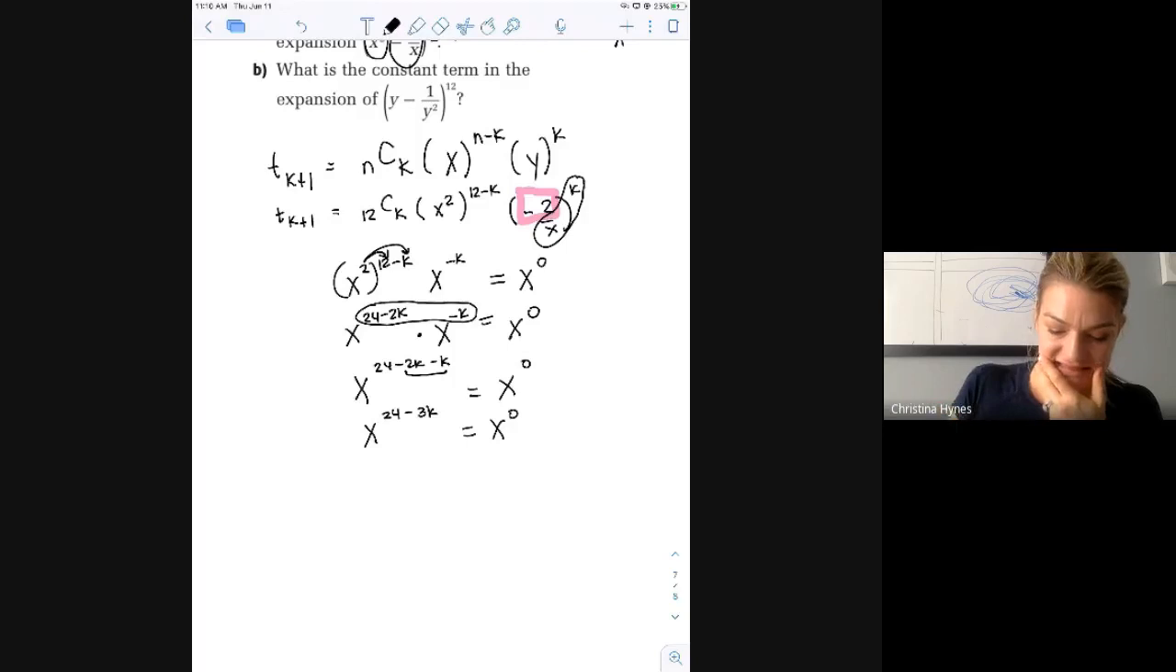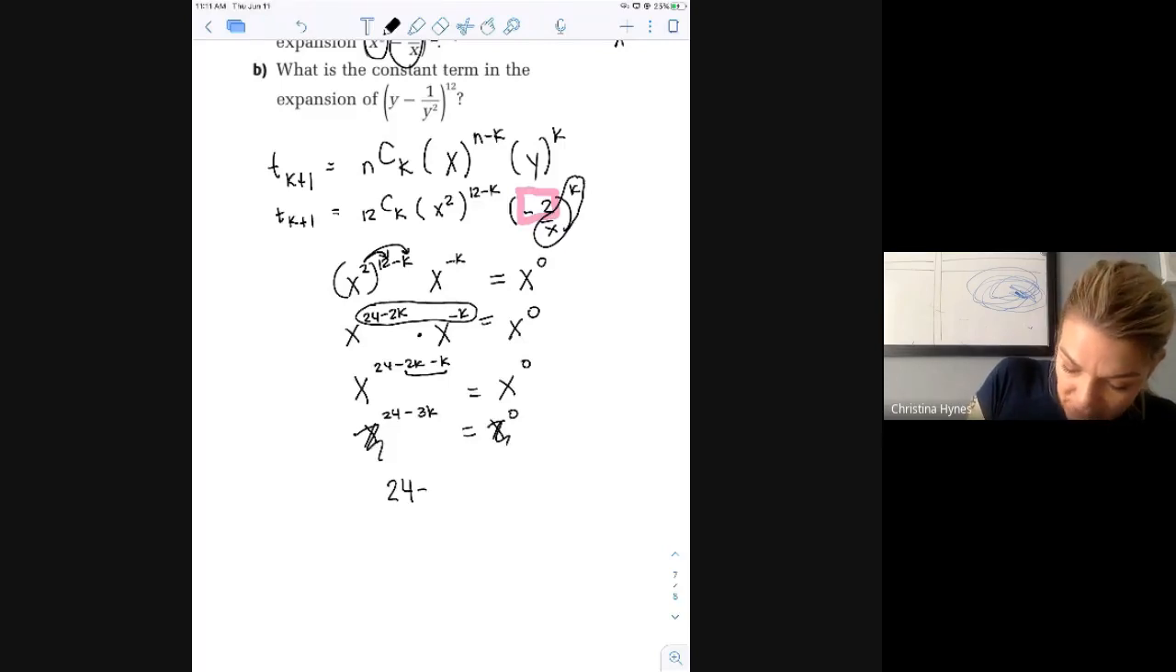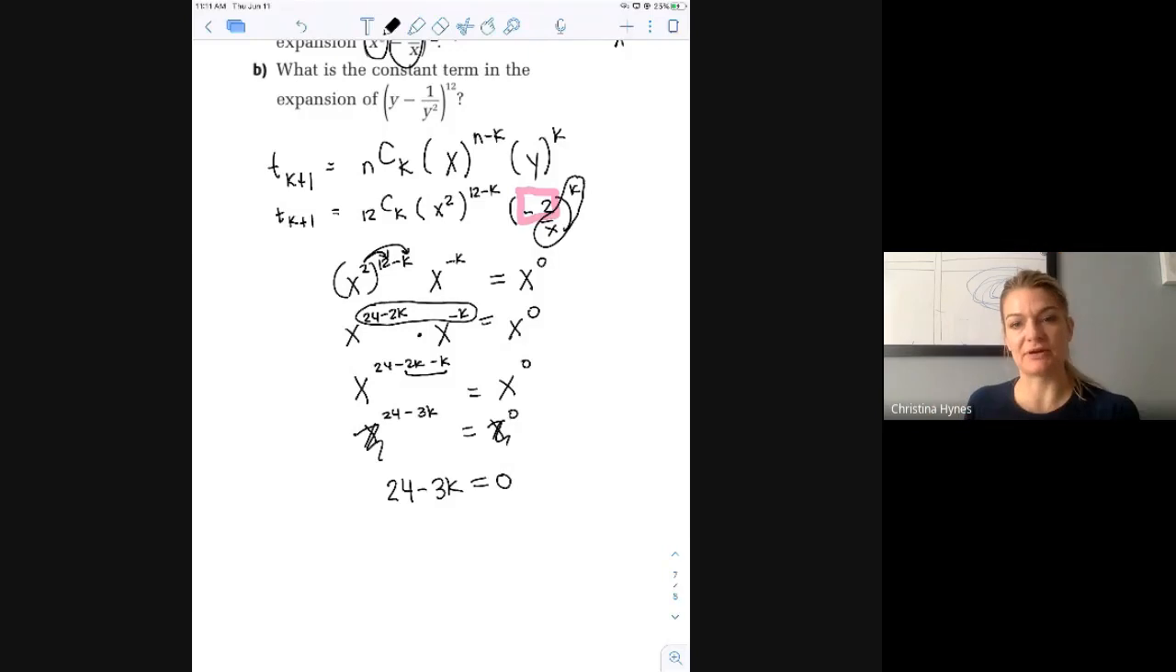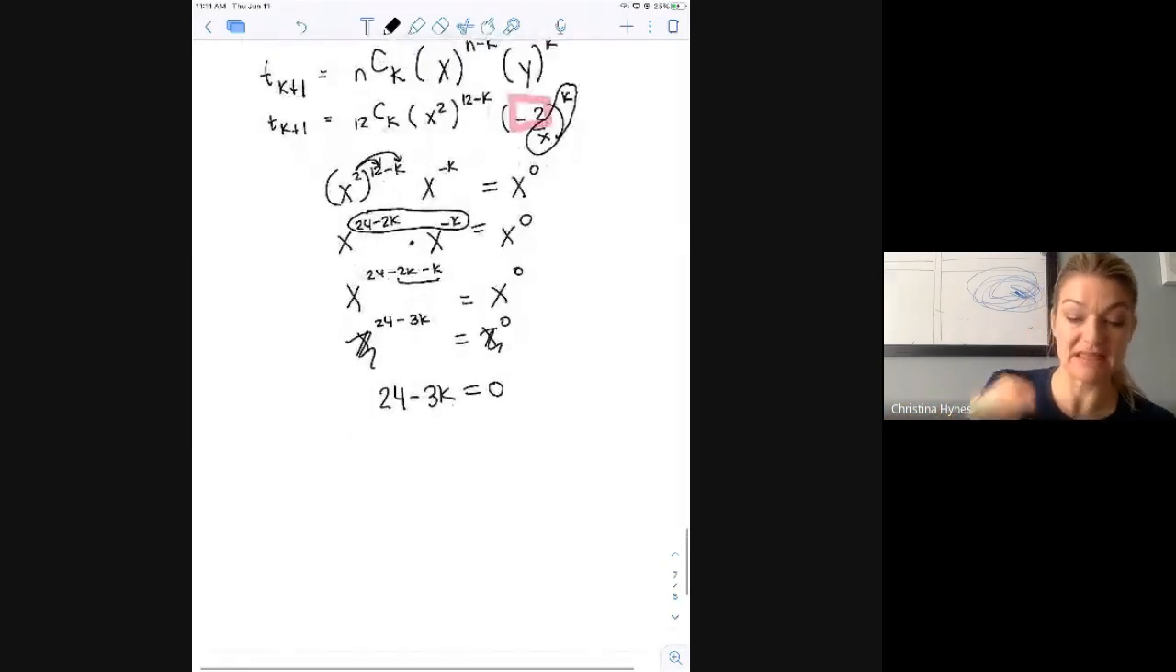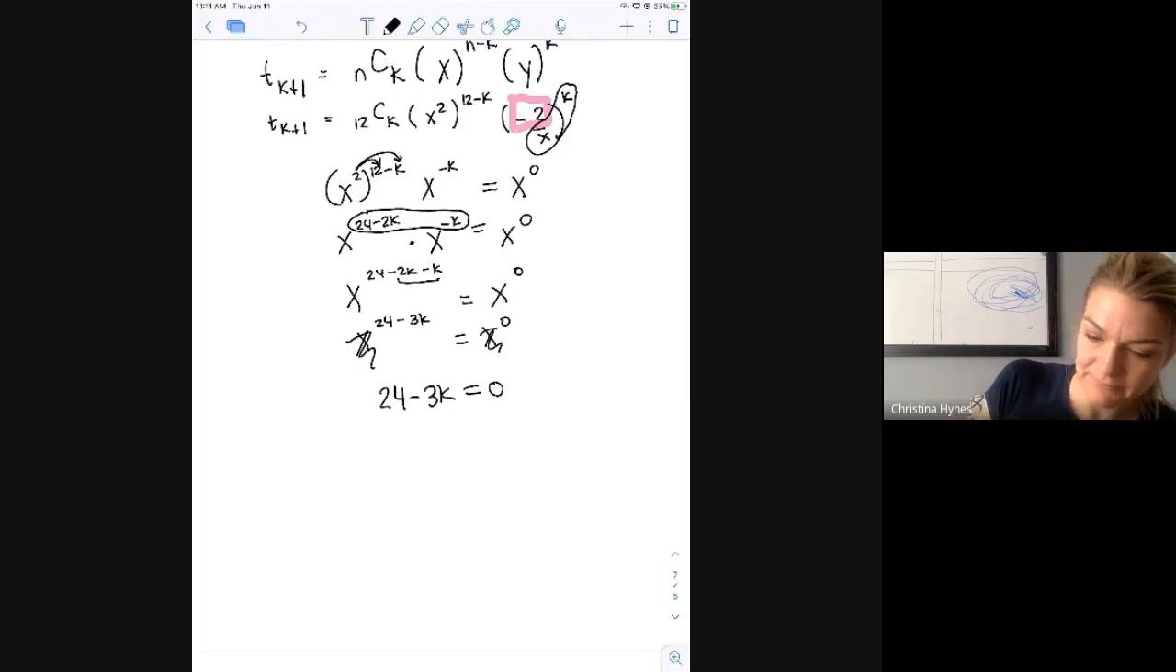So in this example right here, whenever you have the same bases on each side, you can ignore them and make 24 minus 3k equal to 0 and solve for k, because the whole point of this is finding out what k is. If we can find out what k is to make x to the power of 0, then that will help us go back and solve for the actual constant term, okay? And then we'll use that negative 2, that coefficient. So all I have to do is solve for k by bringing the negative 3k to the other side of the equation and dividing by 3. So k is equal to 8.